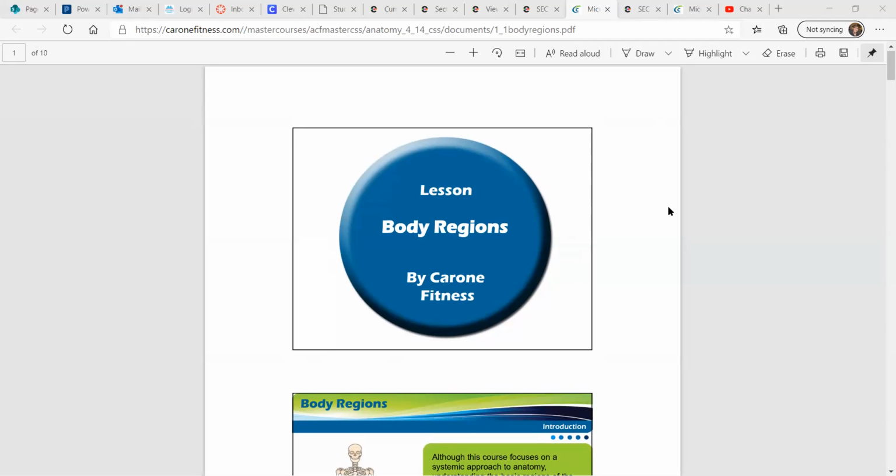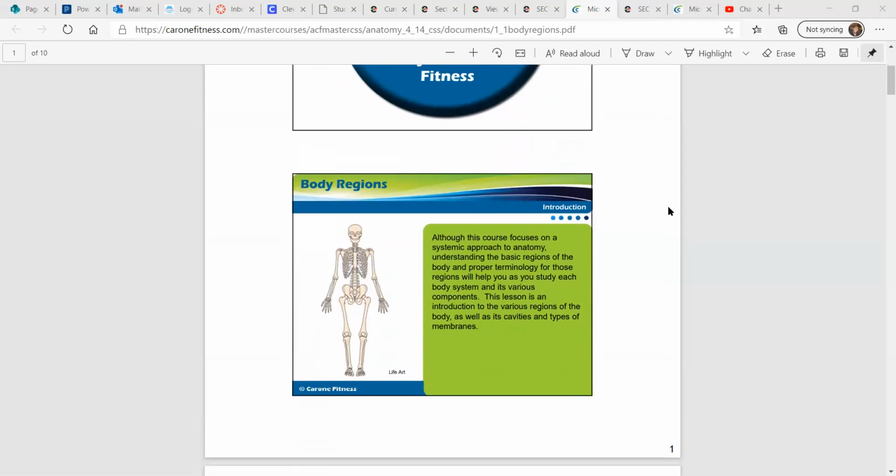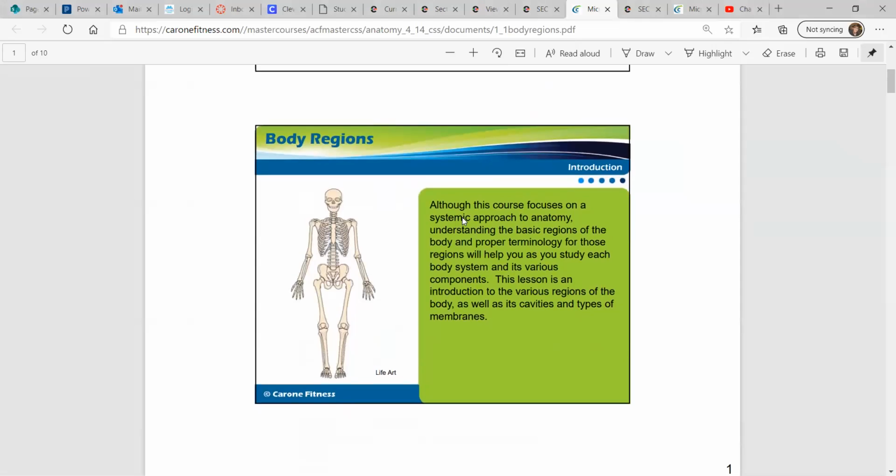and we'll get into how the body is divided. Let me get a little closer. There we go.